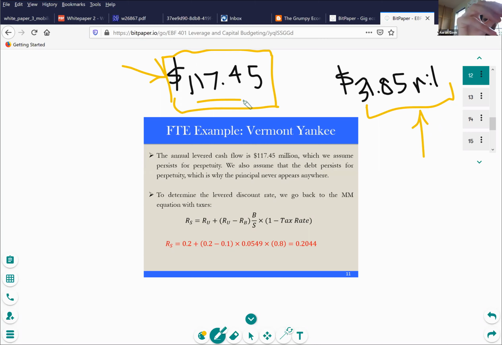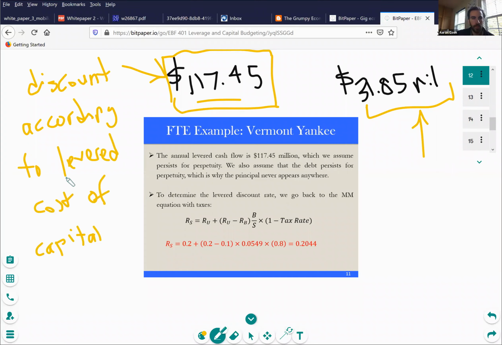Now we have to discount this according to the levered cost of capital. Discount that according to the levered cost of capital. We use Modigliani and Miller proposition 2 with taxes to compute that.